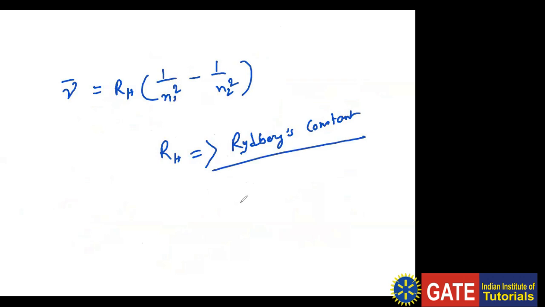So what is the value of R bar? Write it down, very important. 109,677.